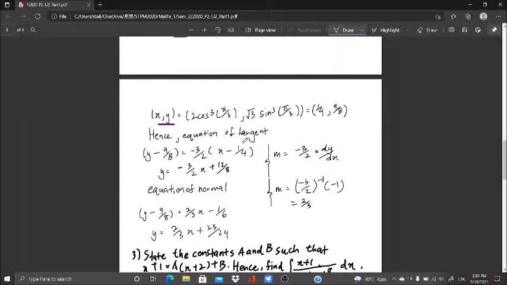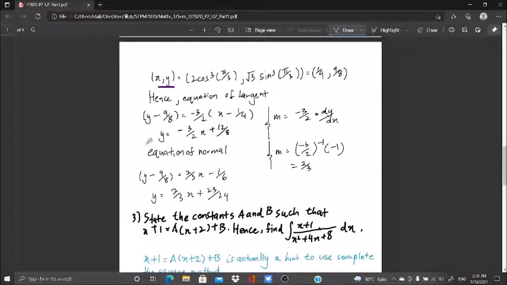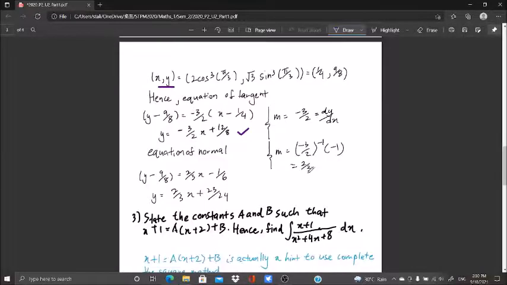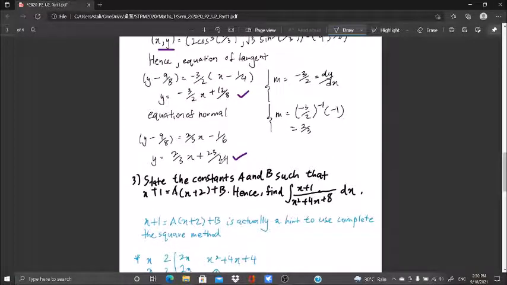So hence the equation of a tangent is, we bring this gradient to here, y minus y1 equals gradient times x minus x1, and this is y1, this is x1. Substitute, and we get this. This is the equation of tangent. Then we take the gradient of this tangent, inverse it and multiply with -1. We will get the gradient of normal. Apply again the same method, y minus y1 with this gradient, x minus x1. We will get the equation of normal here.